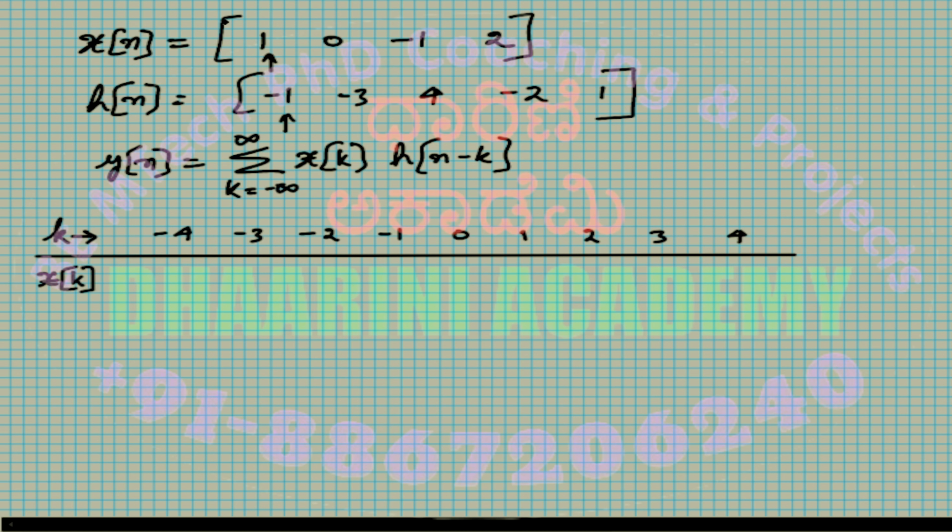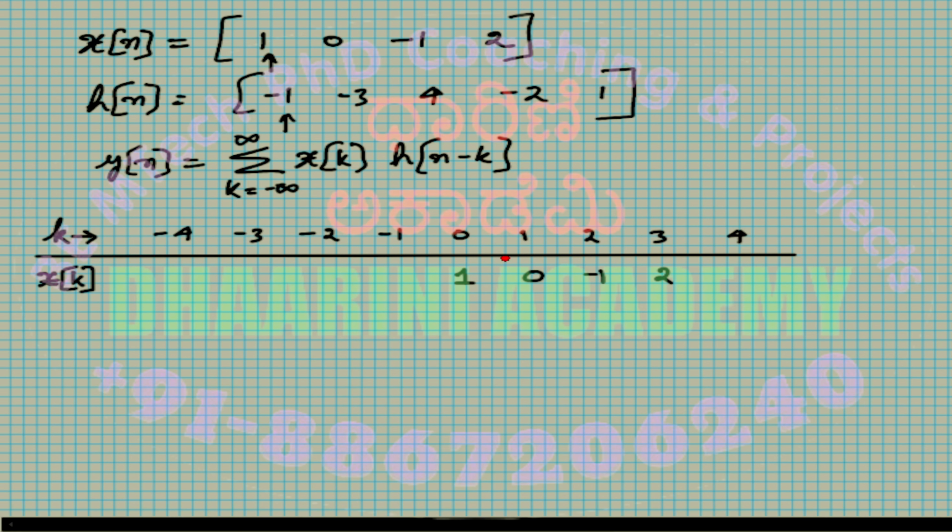You just see where the signal starts, and only from there you write. It is starting at index 0, where its value is equal to plus 1. At index 1, it has a value 0. At index 2, it has a value minus 1. At index 3, it is equal to 2. Are you fine? All right, so this is what x of k is.